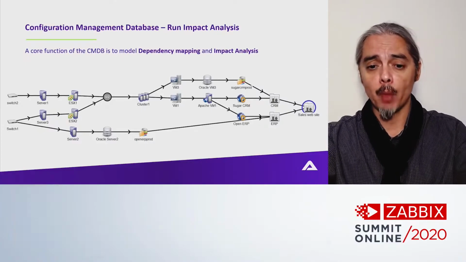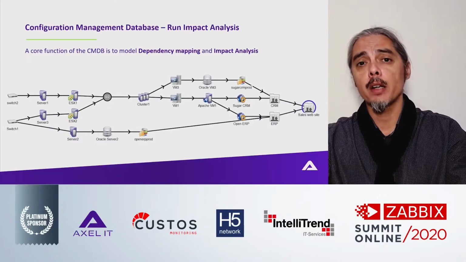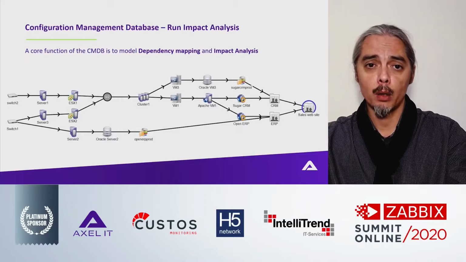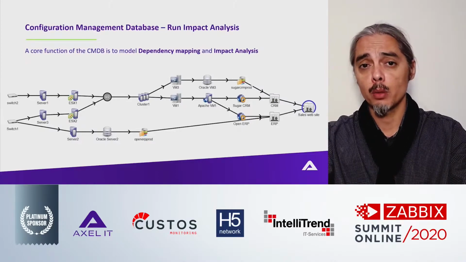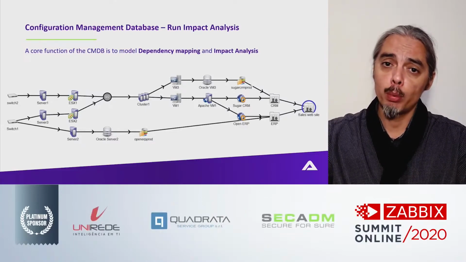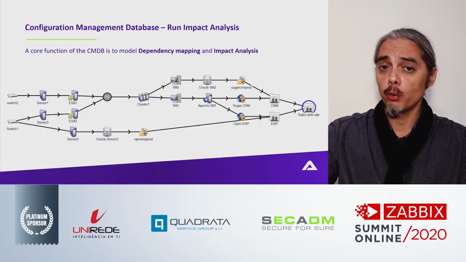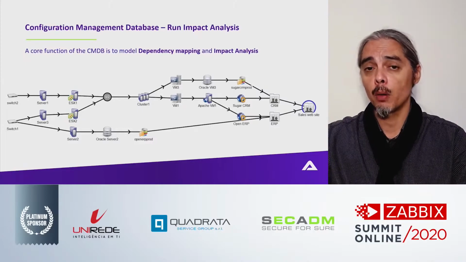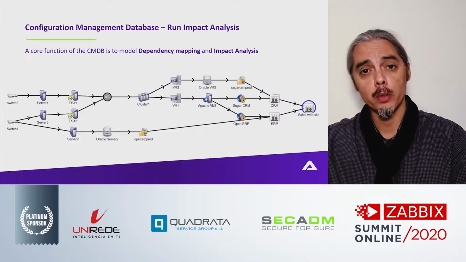So at the core of the CMDB, you have the function of impact analysis. And impact analysis relies on dependency mapping. We make relations between items. Those items are actually CIs, or configuration items. They may represent a switch, a software instance, a database, people, processes, or services.